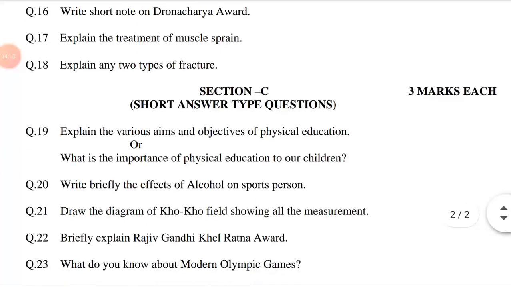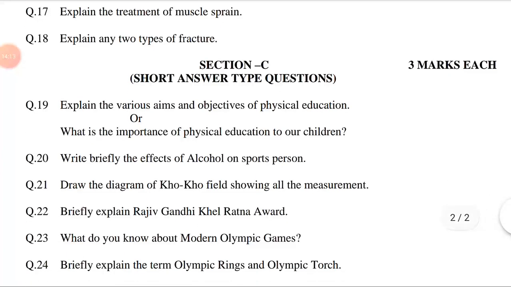Question number 17. Explain the treatment of muscle sprain. Explain means describe, make clear. Treatment means medical care given to the patient for an illness or injury. Muscle sprain means a sprain is a stretch or tear in a ligament. This question is related to chapter number 10, Common Sports Injuries and Rehabilitation.